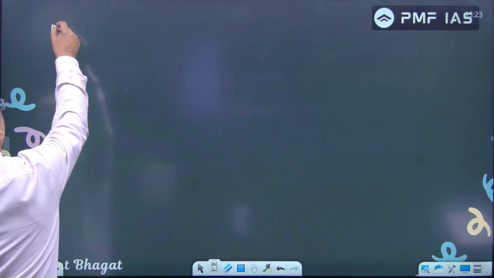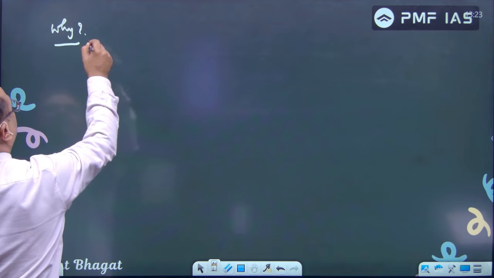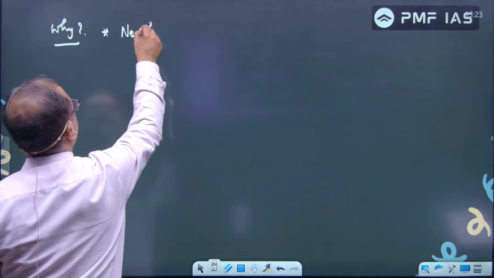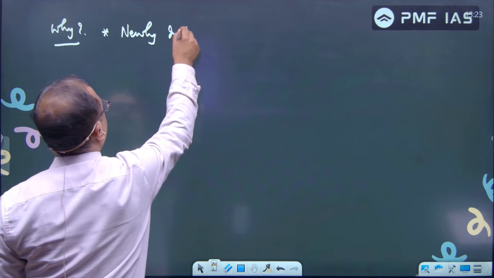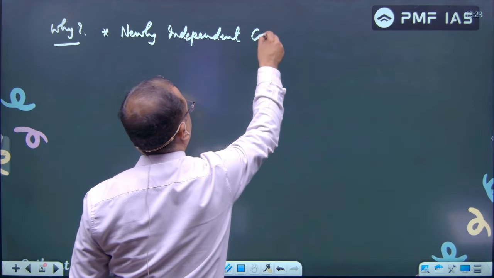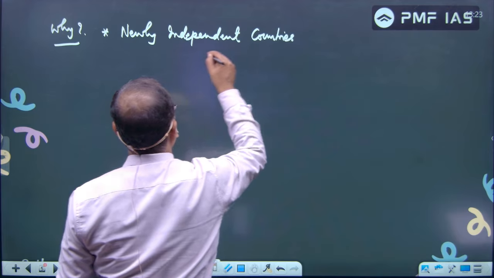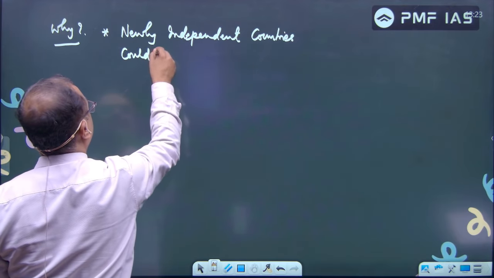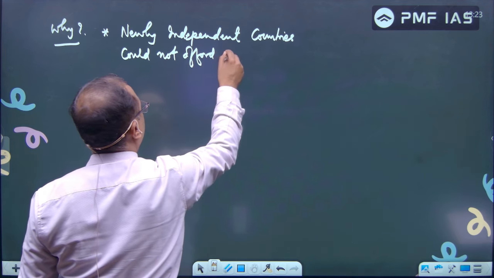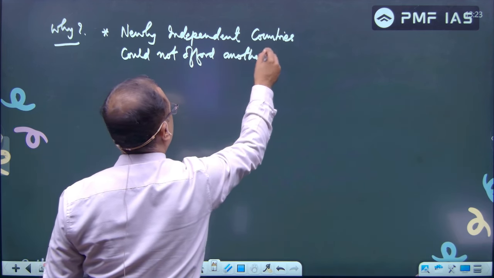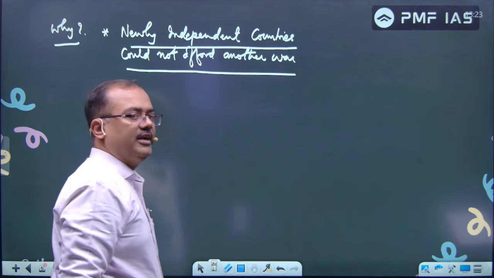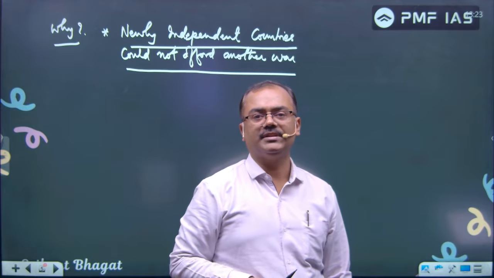Why? Newly independent countries could not afford another war. First, various reasons are there for non-alignment. It was a master stroke of foreign policy.